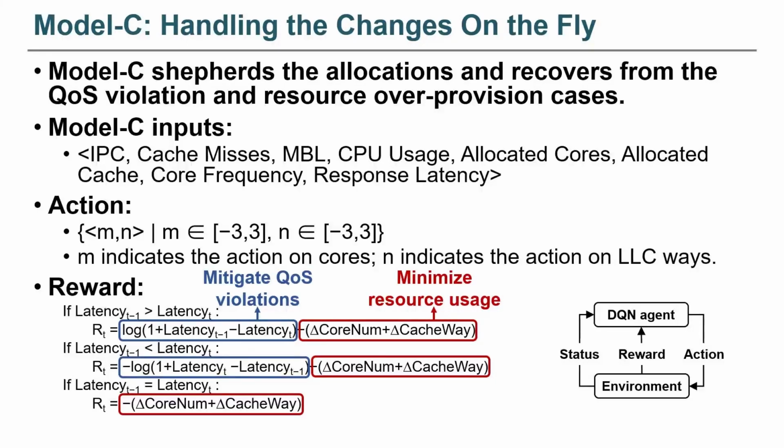The reward function is defined as follows. It has 2 parts. The blue part gives higher reward to actions that bring lower latency. It mitigates QoS violations. The red part gives higher reward to actions that bring less resource usage.